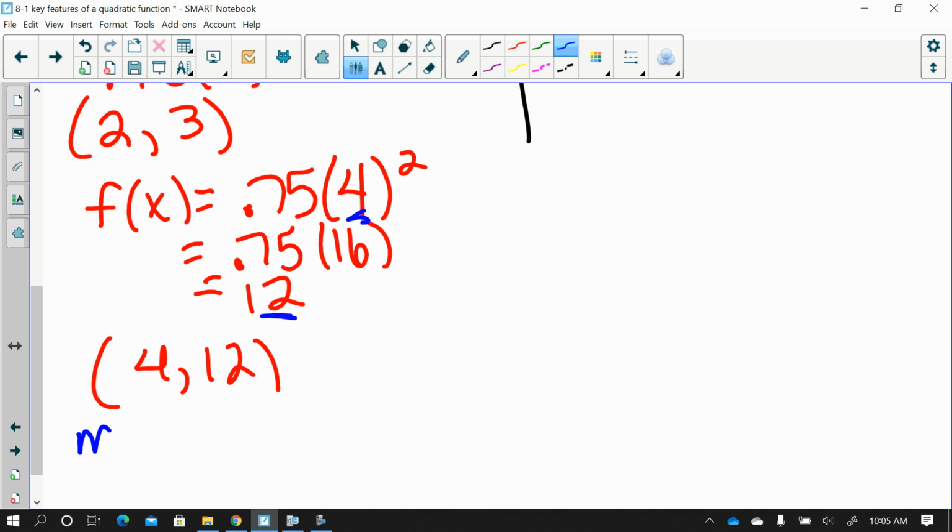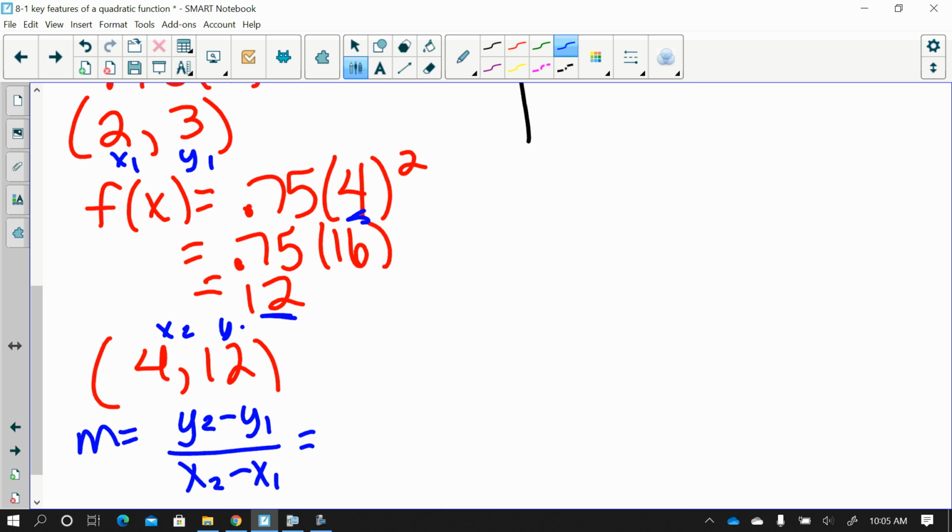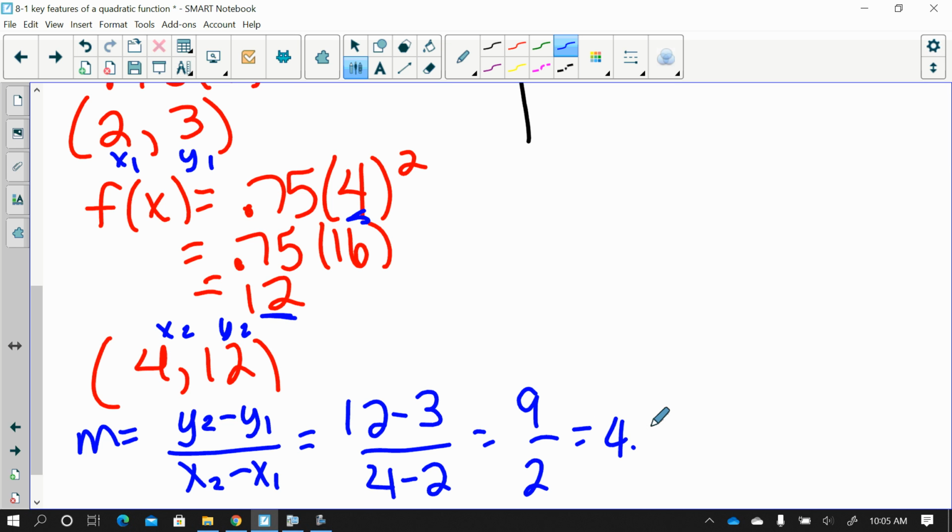Let's find the slope. So remember the slope formula, y2 minus y1 over x2 minus x1. Okay, so here's x1, y1, x2, y2. We should be pros at this by now. So 12 minus 3 over 4 minus 2. Well, 12 minus 3 is equal to 9 over 2, which equals 4.5. So this one has a slope of 4.5.